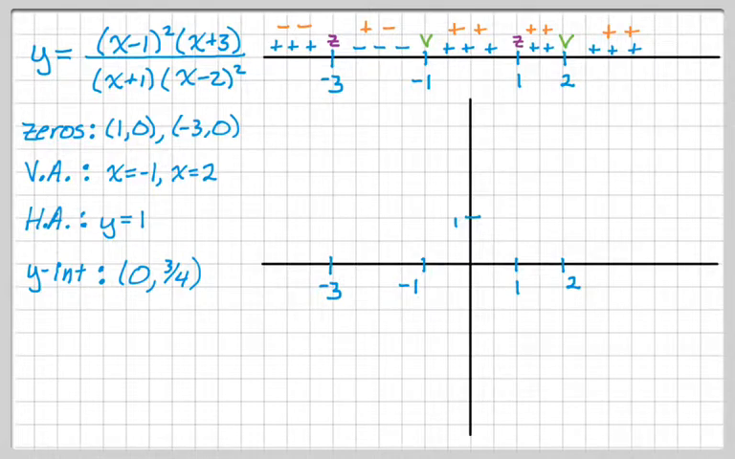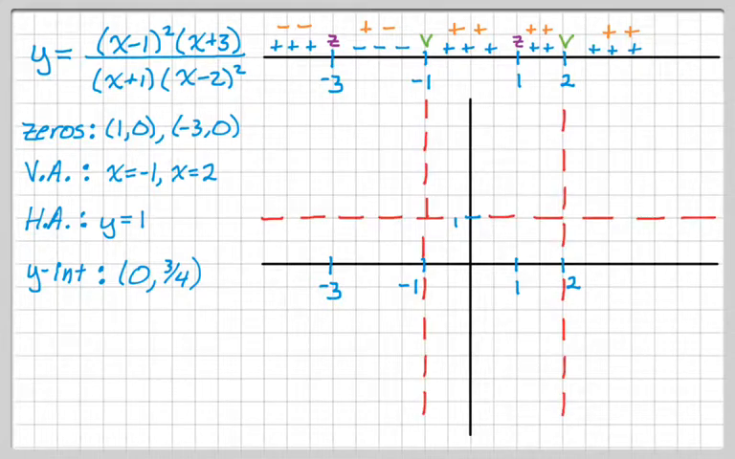Okay, I'm going to take that and set up my grid. And then I will dot in all of the asymptotes. Don't forget the horizontal asymptote is y equals 1 in this case, which is not as common as for other things. Plot the points that we know: 1, 0, negative 3, 0, and 0, 3/4. I'm plotting those points, and now I'm just going to make sure the shape makes sense.